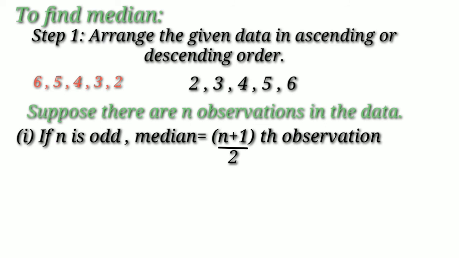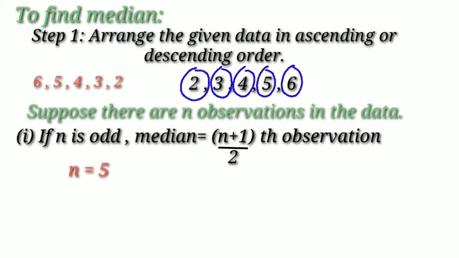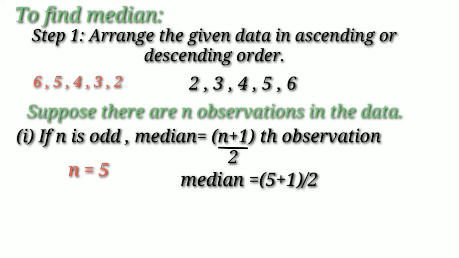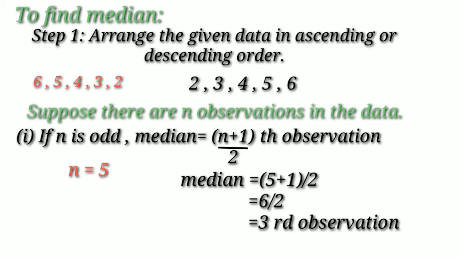Look at the data given above. In this case, you have 5 observations: 1, 2, 3, 4, 5. It means n is 5. So the median is the (5 plus 1) by 2th term. Substitute the value n equals 5 and simplify. Equals third observation. Hence, the median is 4.